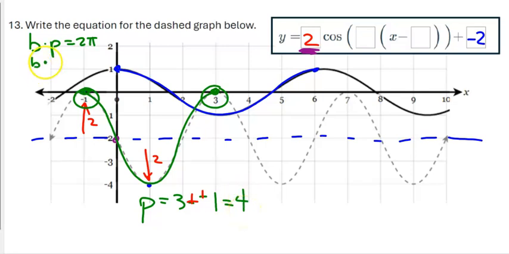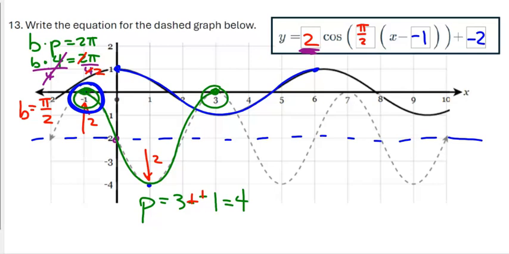So it's going to be b times 4 equals 2 pi. Divide both sides by 4. You do the 4 on the left side. And because of that, we can simplify this fraction. And b ends up being pi over 2. So for the last number, since I started at -1, that is the shift.